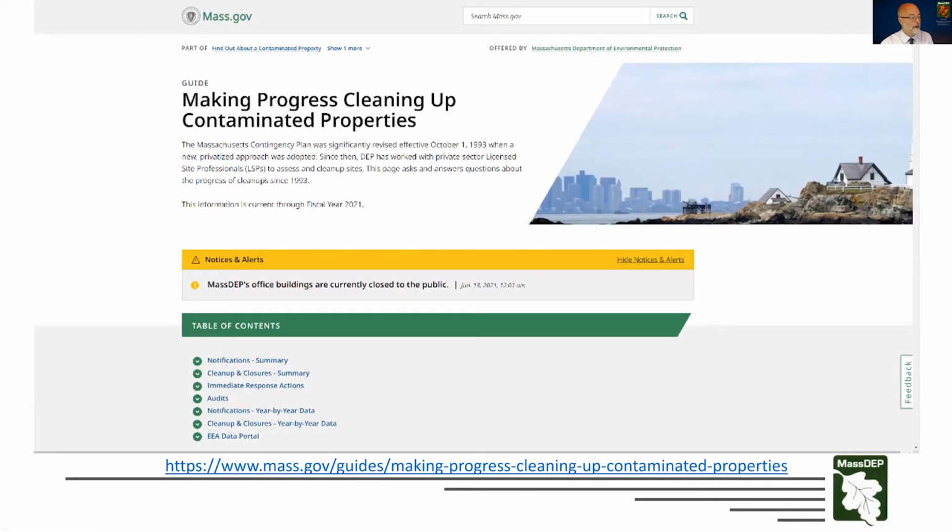Many, not all, but many of these, and I hope to expand it in the future, are on this webpage, Making Progress Cleaning Up Contaminated Properties. You can Google it. It's probably the easiest way of Googling that title. But when this is up, there's the link there. You can go directly there. You can also, I always find this page by going to the advisory committee page. And down at the bottom of the advisory committee page, there's a link to this.